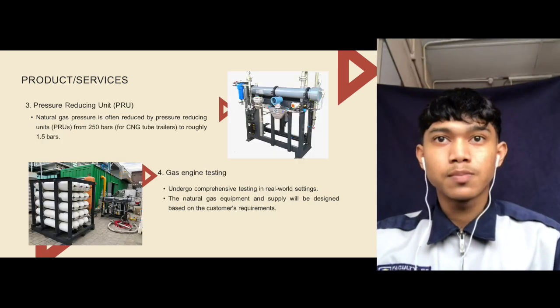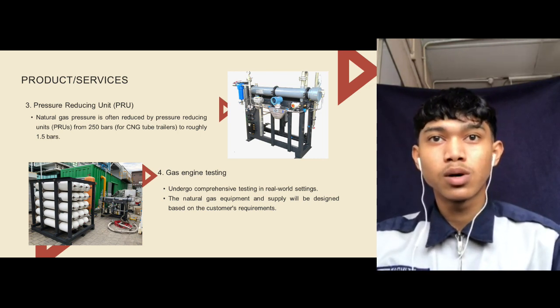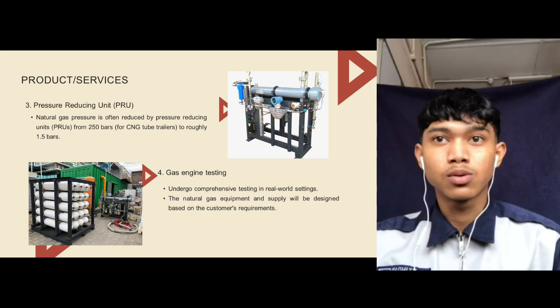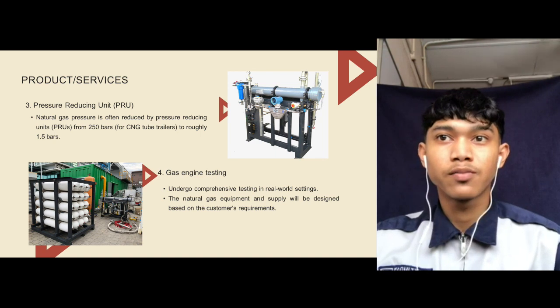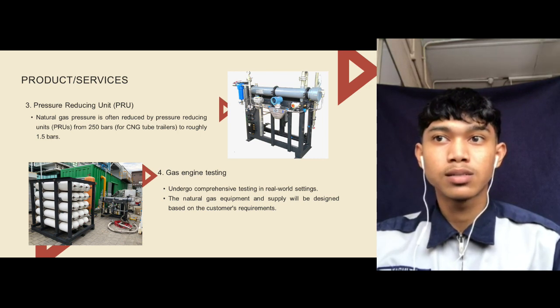The third product is pressure reducing unit. Natural gas pressure is often reduced by pressure reducing units from 250 bars for CNG tube trailers to roughly 1.5 bars for use in boilers or gas engines. The measurement and quantification of the quantity of natural gas sold to the consumer is another duty.